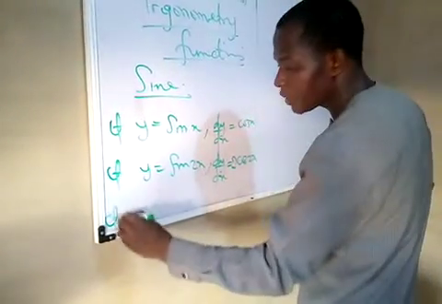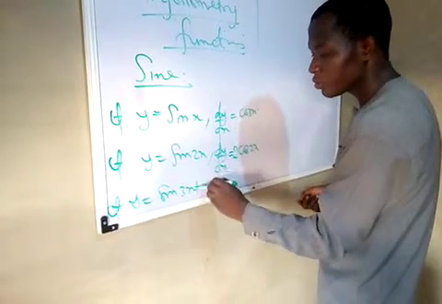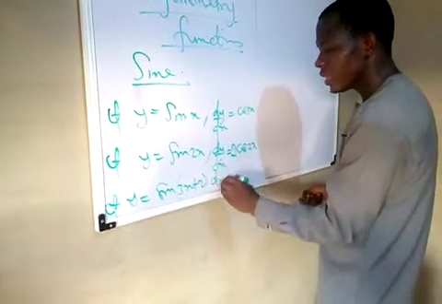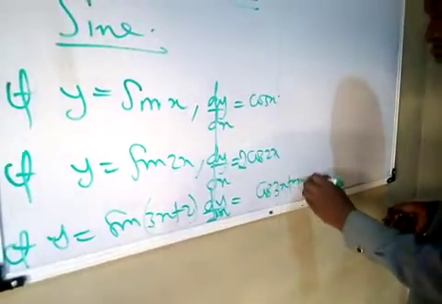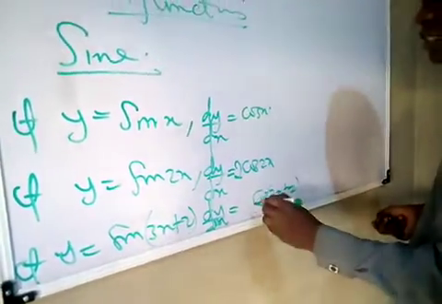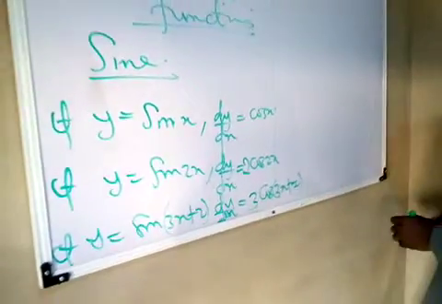So if y equals sine(3x + 2), then dy/dx equals cos(3x + 2). Now differentiate 3x + 2, you have 3. That is what you are going to have there.